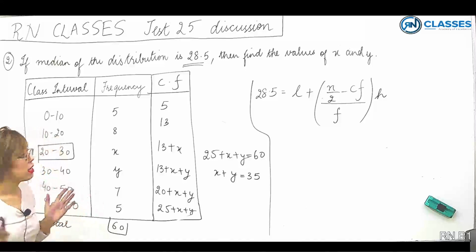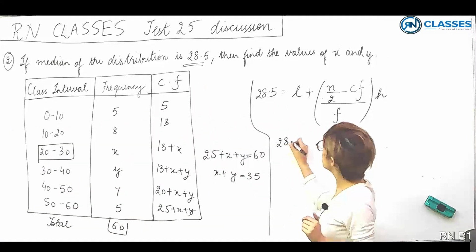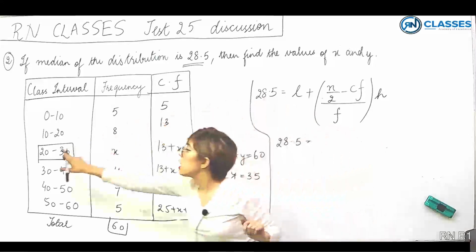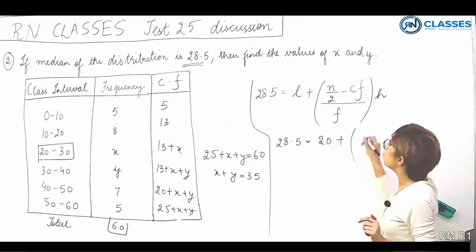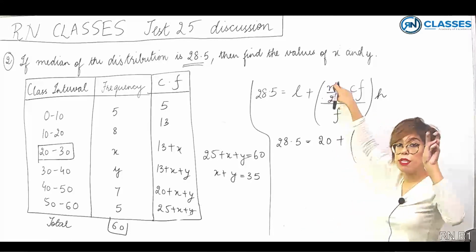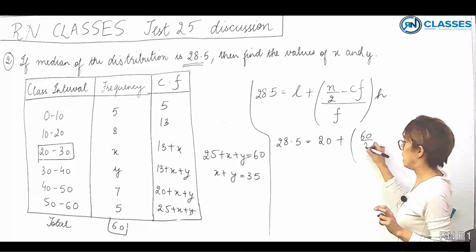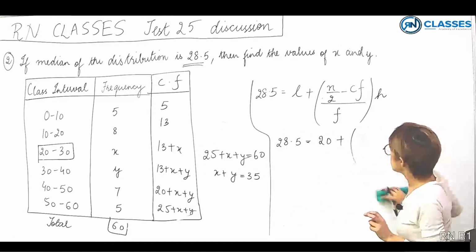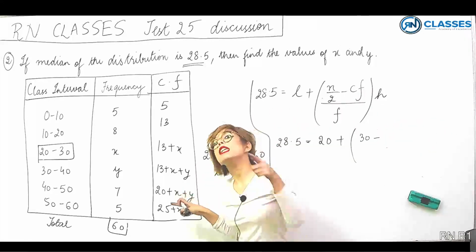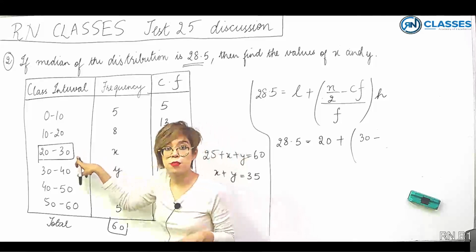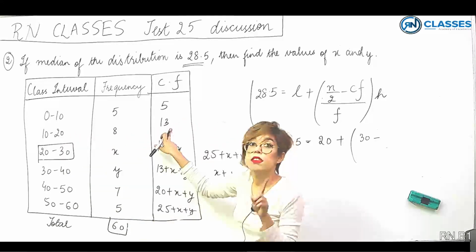Right? So, I have a relation here. Now, let's use this relation. So, 28.5 is equal to lower limit of the median class, which is 20, plus n by 2. Now, this is total number of frequencies, sum of frequencies, which is 60. So, 60 by 2, or I can say 30, minus cumulative frequency of the class preceding the median class. Now, median class is this. Preceding one is 10 to 20. So, cumulative frequency is 13.